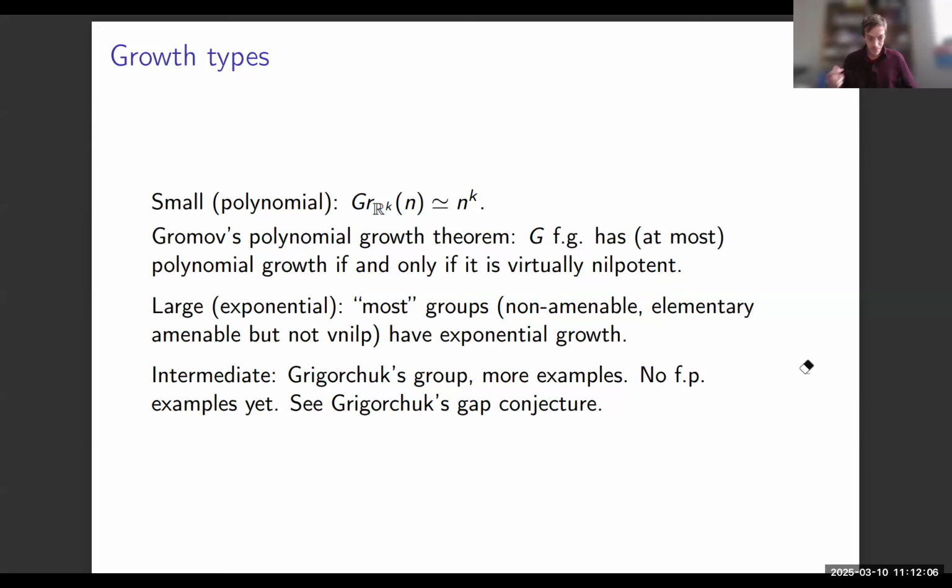And I'm not suggesting with this slide that there's nothing more interesting to say about growth. A particularly nice conjecture is Grigorchuk's gap conjecture, which says that the growth function of a finitely generated group is either polynomial or at least, if I remember correctly, exponential of the square root of n. I don't know what the situation is on that. I think it's very, very far from being resolved.